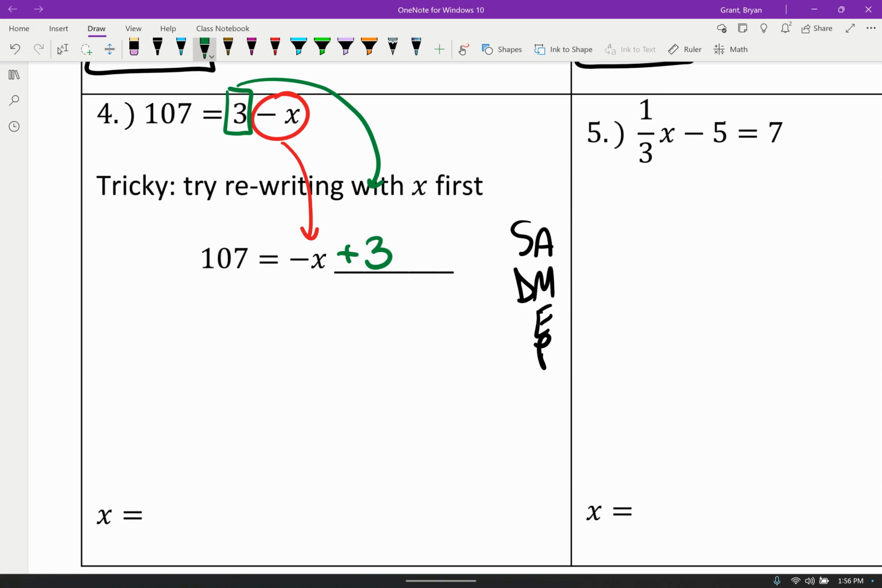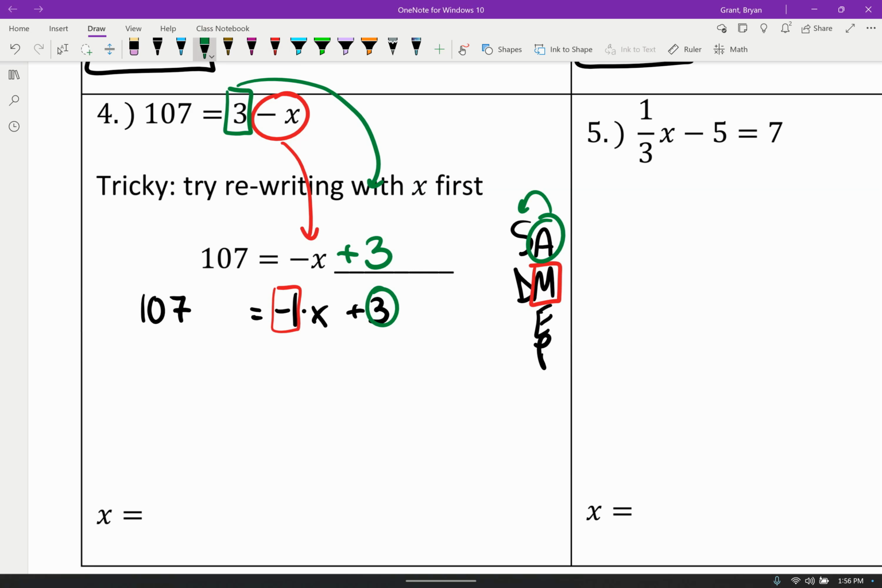But isn't there even a number hiding with that negative x? So I'm going to leave myself a little space here. And I'll put that number in as well. Right? We've done this several times now. We know it's a negative 1 that is multiplying. So I have a negative 1 multiplying and a 3 adding. Which do we undo first? Oh, that's right, we undo addition first.